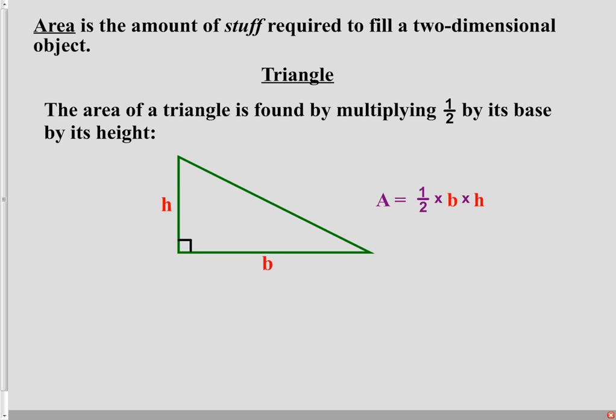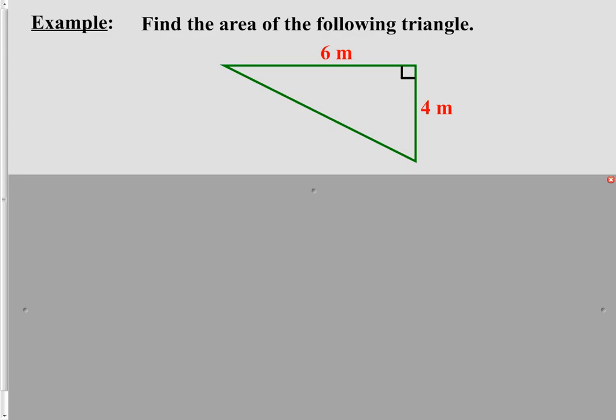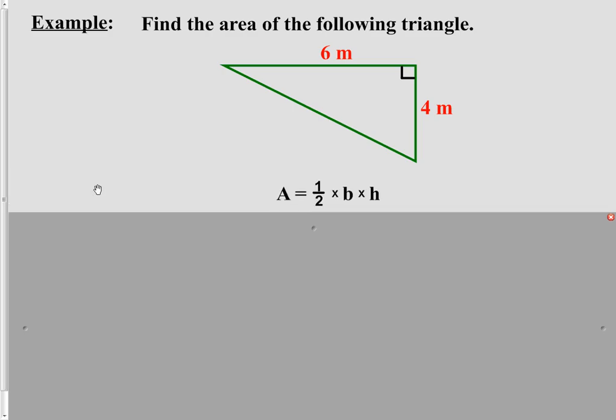So let's take a look at this formula in action. Here we have a problem. We are told to find the area of the following triangle. So anytime we have a problem, if we have a formula, our first step ought to be to write the formula down. So we have a triangle. We're looking for area, and the area of a triangle is found by 1/2 times the base times the height.